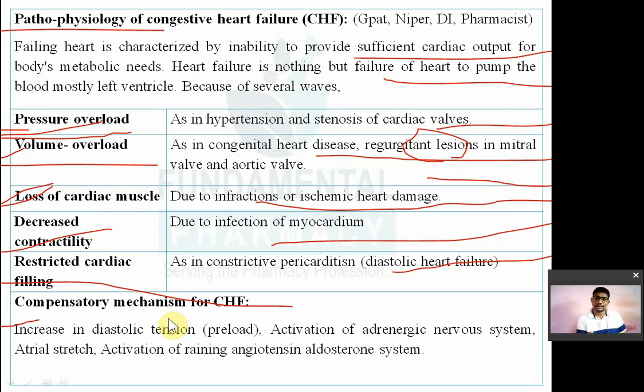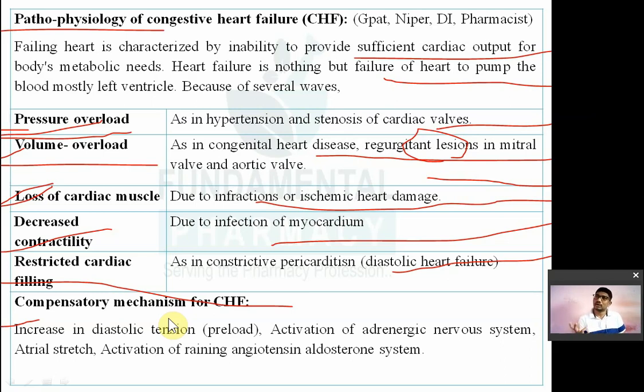Then again, due to decreased cardiac output, there will be decreased blood flow to the kidney. कार्डियक आउटपुट कम हो गया आपका, तो ब्लड फ्लो कम हो जाएगा किडनी को, तो वहां पे रेनिन, एंजियोटेंसिन, अल्डोस्टेरोन सिस्टम एक्टिवेट हो जाएगा. तो वो क्या करेगा? एंजियोटेंसिनोजन का कन्वर्जन एंजियोटेंसिन 1 का 2 में करेगा. कौन करेगा? एसीई, एंजियोटेंसिन कन्वर्टिंग एंजाइम. और एंजियोटेंसिन सेकंड क्या करेगा? वैसोकंस्ट्रिक्शन करेगा. अगेन वो क्या करेगा? प्री लोड एंड आफ्टर लोड बढ़ा देगा.